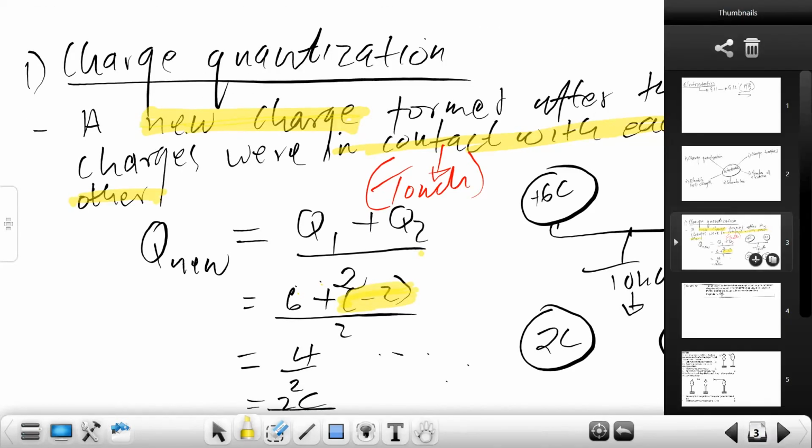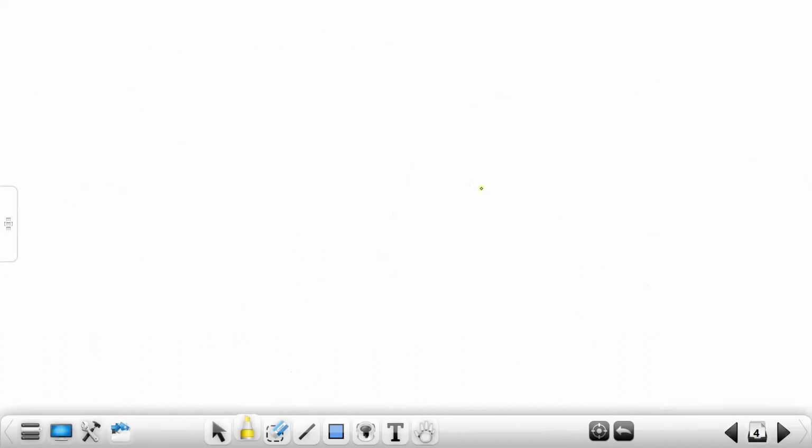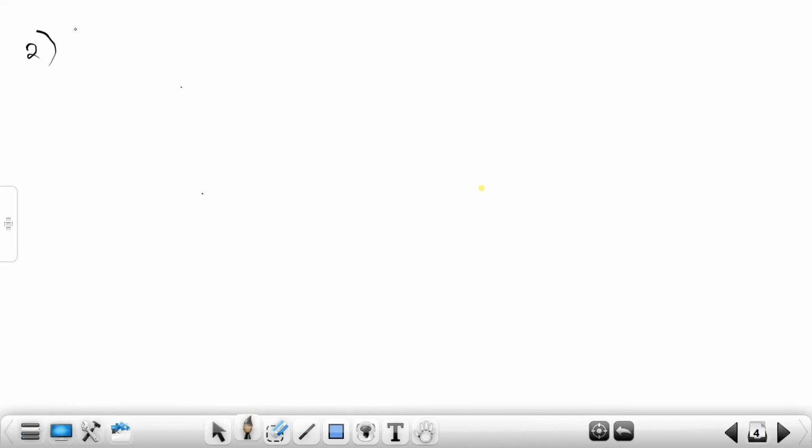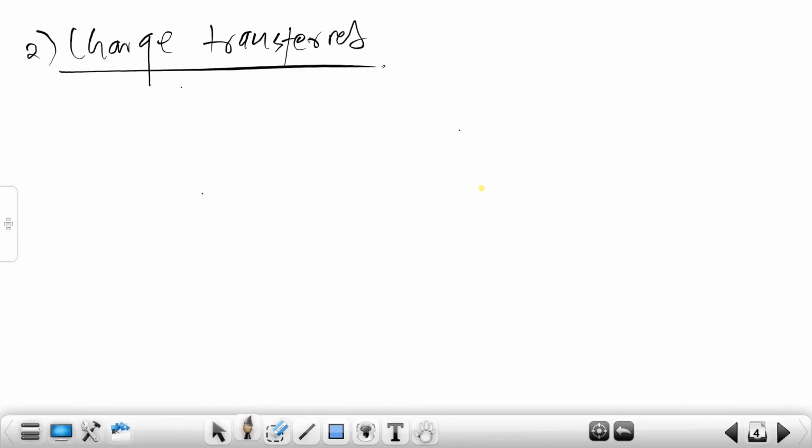Let me add the page for that. And then adding a page for that, we go to charge transfer. So at 2, charge transferred. Charge transferred.